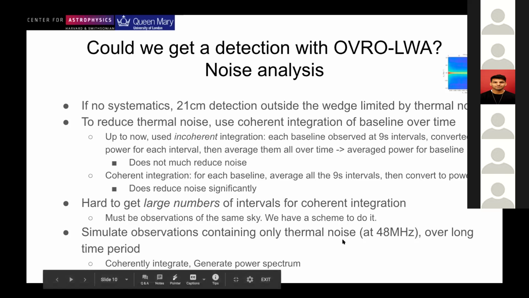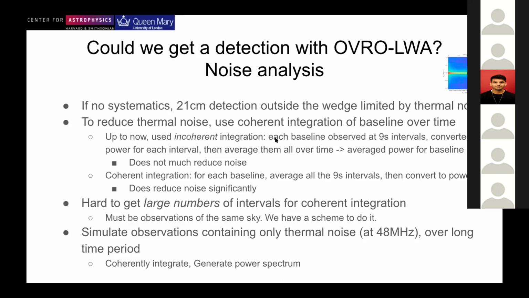Okay. So the method that we've used for that power spectrum is basically incoherent averaging of baselines. Each baseline is observed at 9-second intervals, converted to power at each interval, and then they're averaged over time.